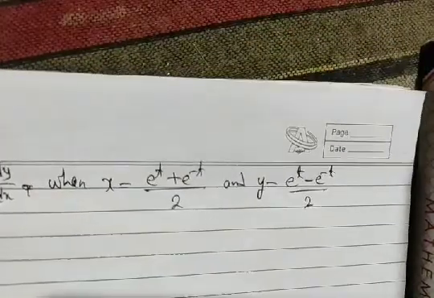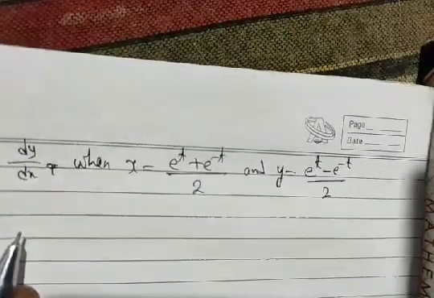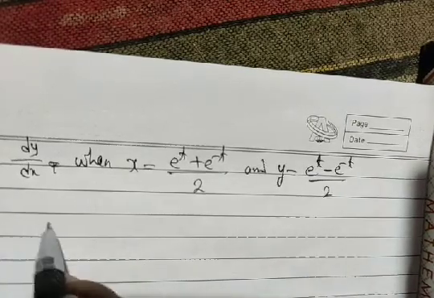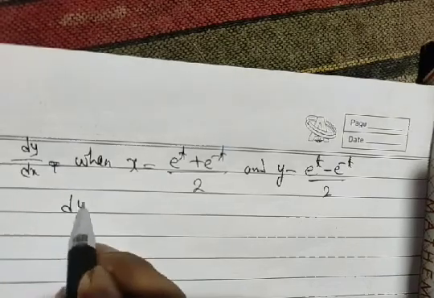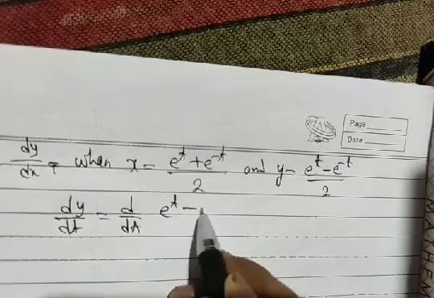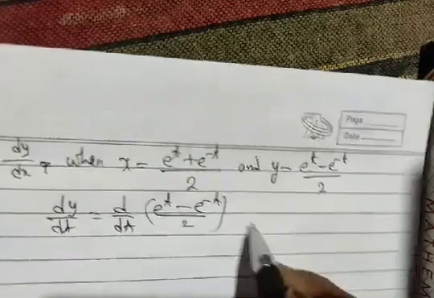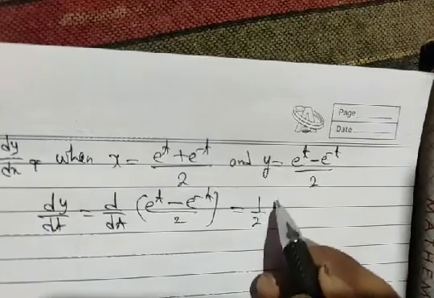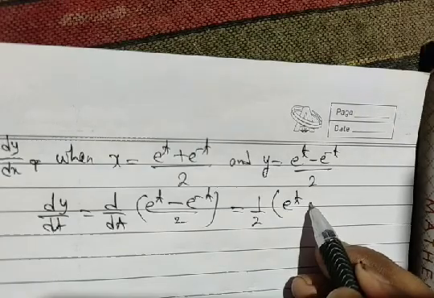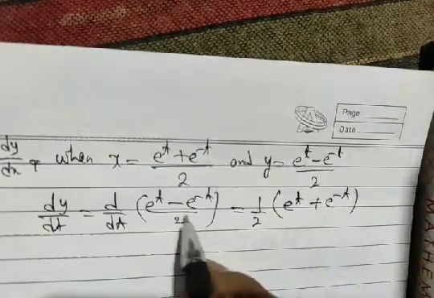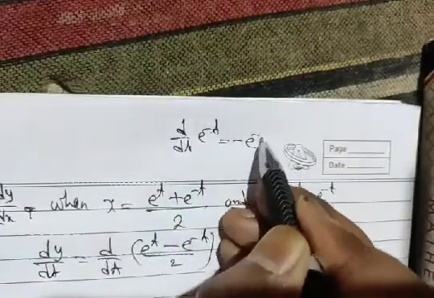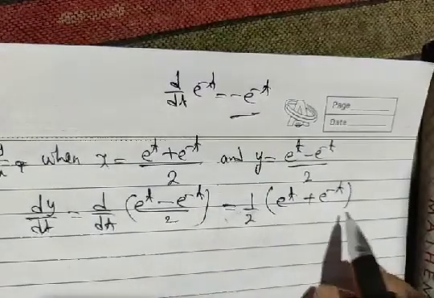Now again we have a problem here. We have to find dy/dx when x is given by e to power t plus e to power minus t, over 2, and y equals e to power t minus e to power minus t, over 2. A simple example. We are going to find dy/dt, that is d/dt of e to power t minus e to power minus t, over 2. Taking 1 by 2 common, d/dt of e to power t is e to power t, and d/dt of minus e to power minus t is plus e to power minus t, since d/dt of e to power minus t is minus e to power minus t.